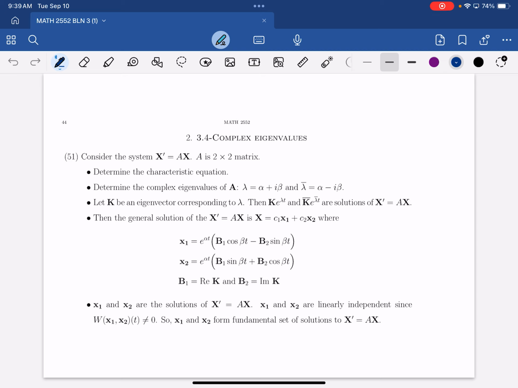So if your eigenvalues are complex, they always appear in conjugates, right? They appear in pairs. You can have either 2 complex eigenvalues, 4 complex eigenvalues, 6 complex eigenvalues, but you can never have 3 complex eigenvalues. Does it make sense? First thing is that.